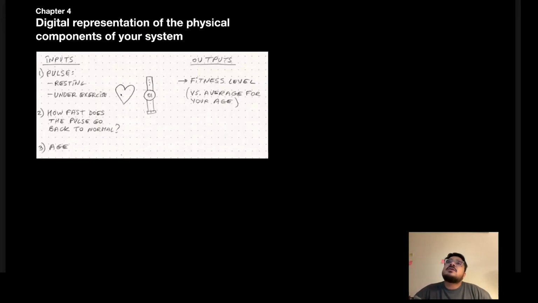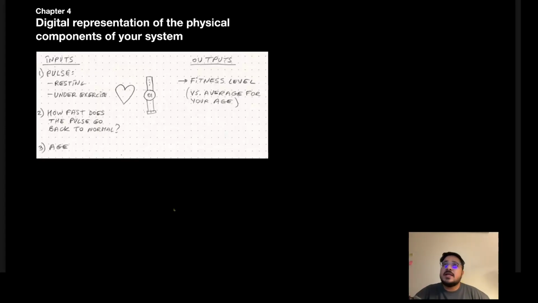See, this is a health tracking device. So if you see, they are counting pulse, the resting pulse, and when you are under intense exercise, it will also calculate your pulse, and then how fast the pulse goes back to normal will also be tracked, and based on that you can get your fitness level, because you have average data for your age's population, and you also feed your age over here, so based on that you can get your fitness level. So this is one level of complexity.